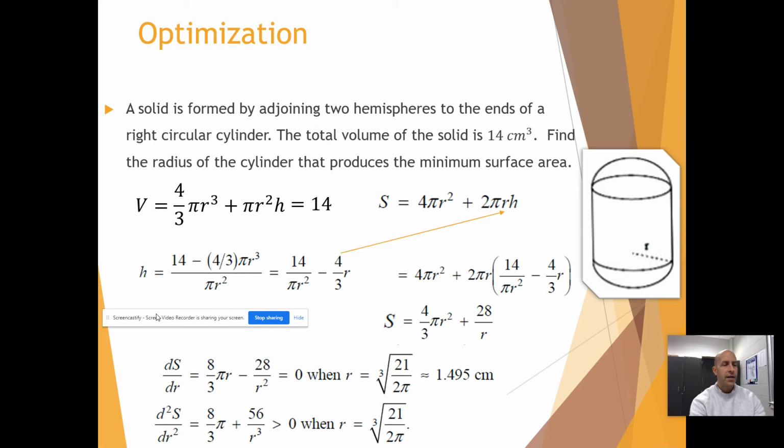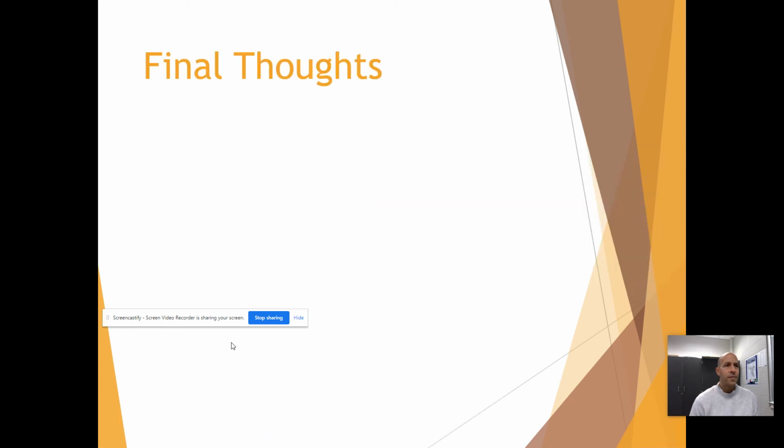When we find the second derivative of S and then plug in our critical number, we see that it is greater than 0. Therefore, we can conclude that this is going to be concave up, and we also therefore know that this value, 1.495 centimeters, is the radius that will produce the minimal surface area. Unfortunately, in order for this surface area to be minimized, you basically have to make the height of the cylinder 0. So some final thoughts for today.